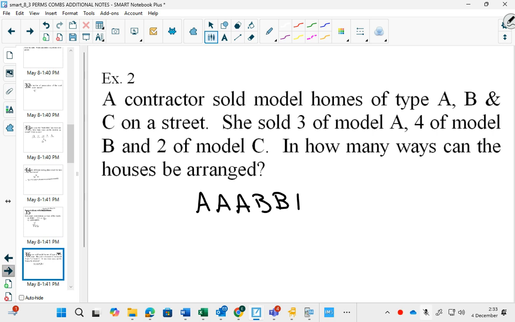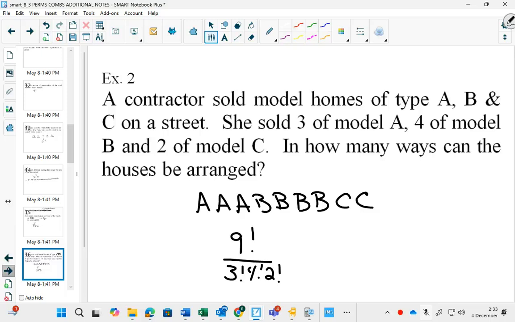3 of Model A, 4 of Model B, and 2 of Model C. So this is like a Mississippi question, except our word is ab. So if you did this, there's 9 letters, which would be 9 factorial divided by 3 factorial, 4 factorial, 2 factorial, and you would get your answer.